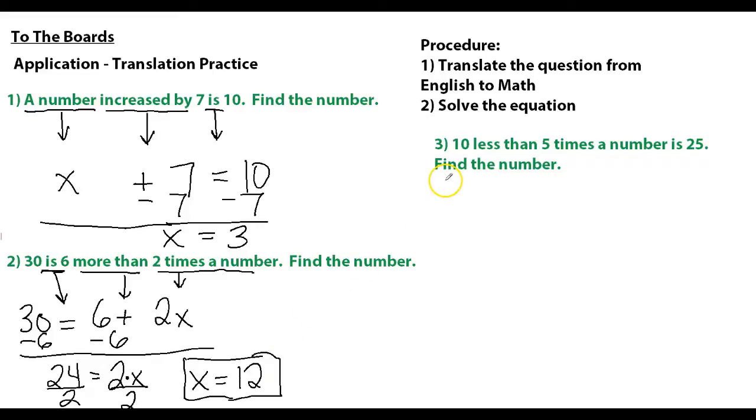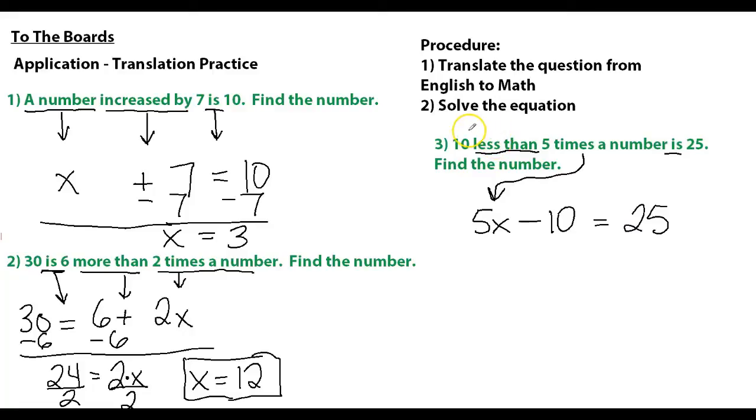Question number 3 is a little tricky because it uses the words less than. Remember, less than means subtraction, but you have to flip the statement. So we're going to have 10 less than 5 times a number. That means 5 times a number comes first: 5x. Then we apply the less than, minus 10. We then have the word is, 25.